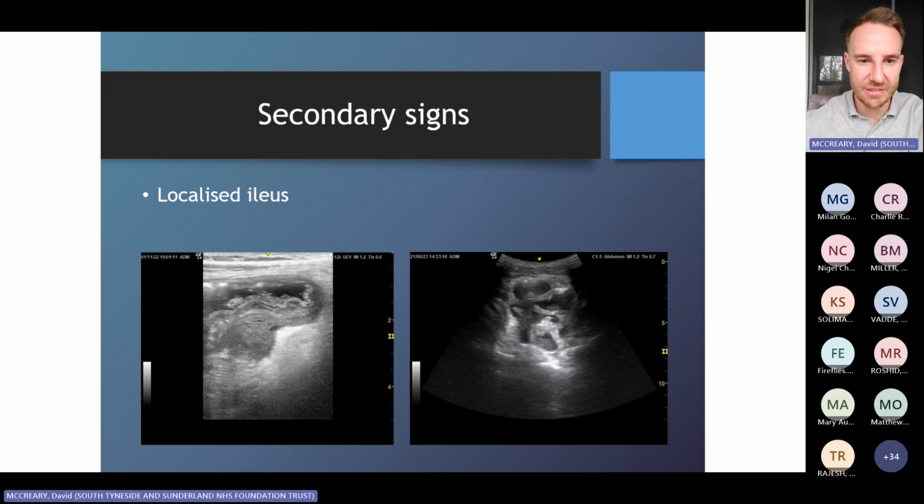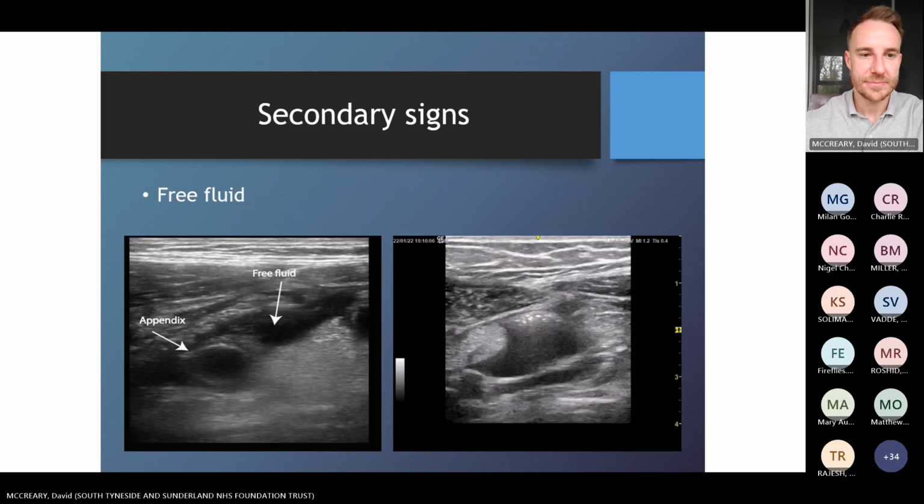Here's another example of some ineffectual peristalsis, very, very dilated loops of bowel, again in a different patient that I took. And again, if you see this, it's quite a worry. This is obstruction, effectively.